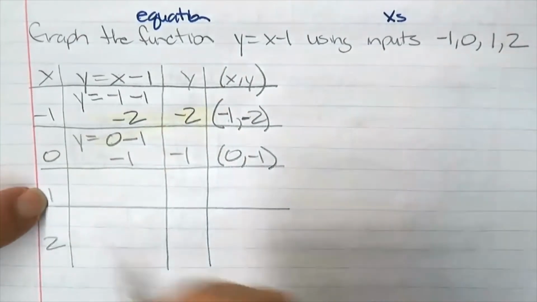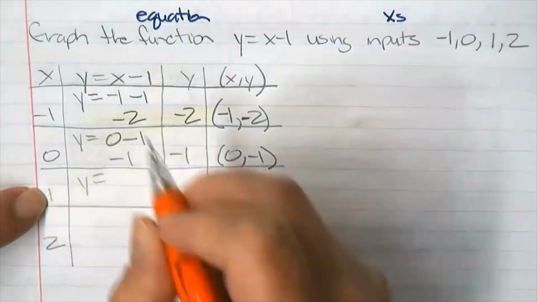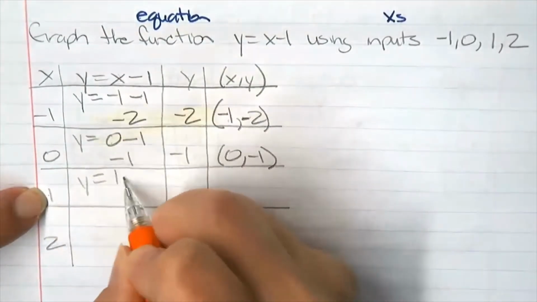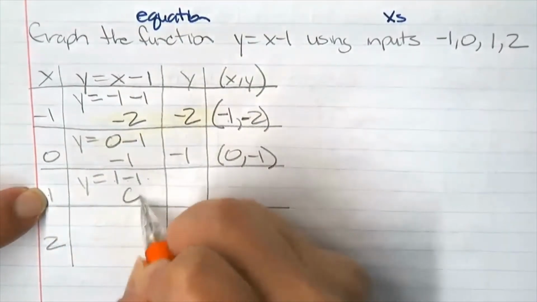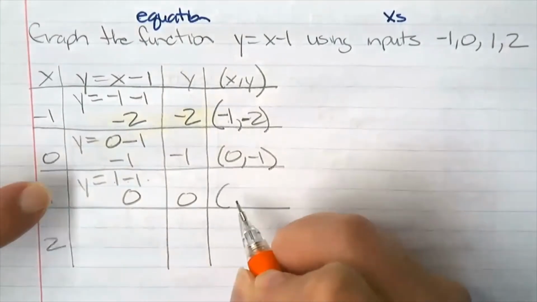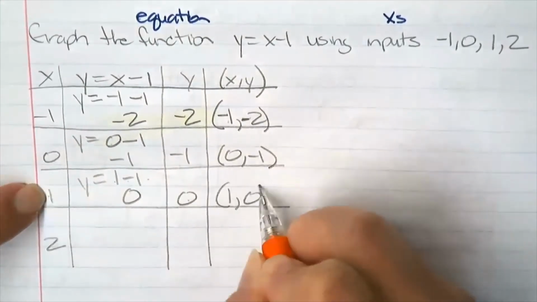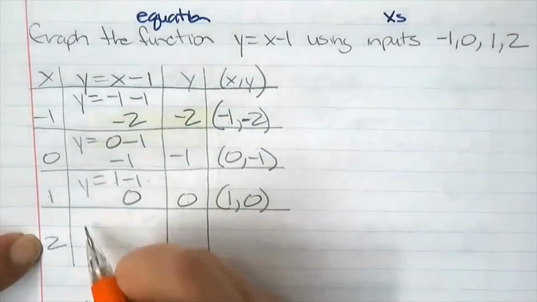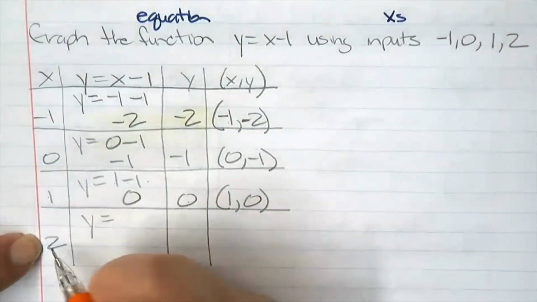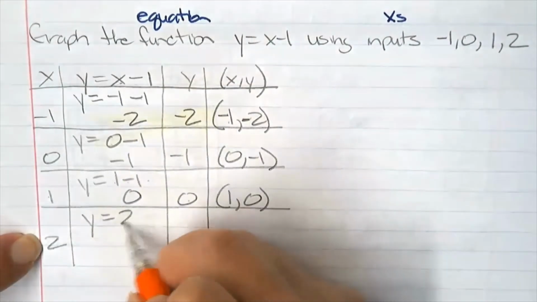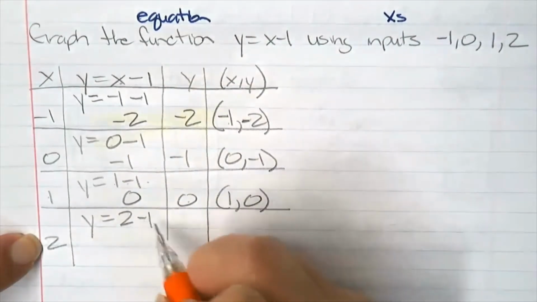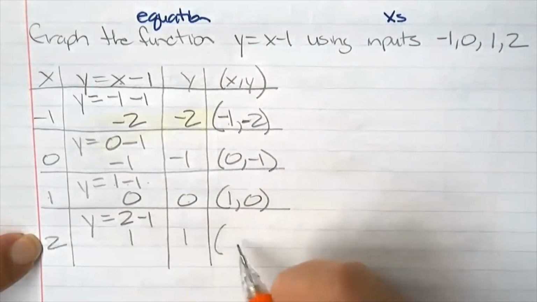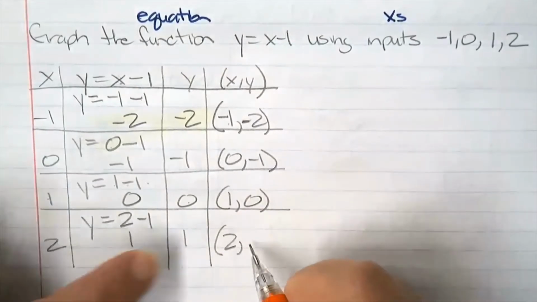Now we're going to substitute again. I'm going to substitute +1 for x. 1 minus 1 is 0. So when x is 1, y is 0. And I'm going to substitute one more time. I'm going to substitute 2 for x. 2 minus 1 is 1. So when x is 2, y is 1.